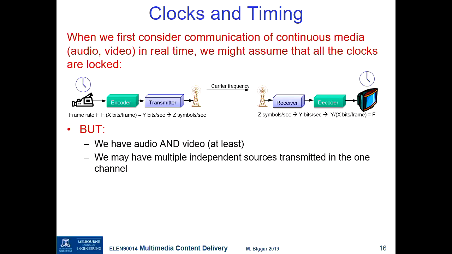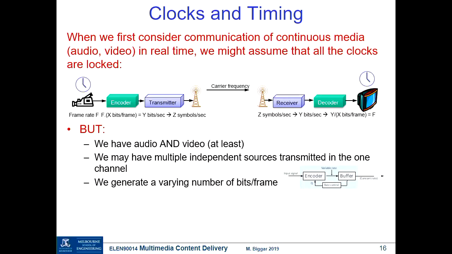But we might have multiple independent sources transmitted in the one channel. So with our television broadcasts, for instance, there's one multiplex that's carried over one carrier that includes maybe 3 or 4 TV channels from different sources that could have different frame rates. I mean, they're all 25 hertz, but one might be 25.001 hertz and one might be 24.998 hertz, and so on.